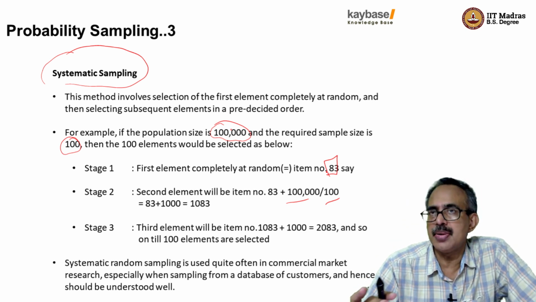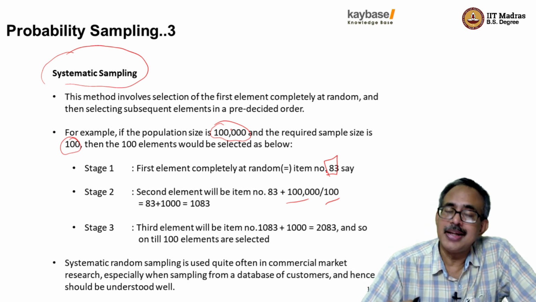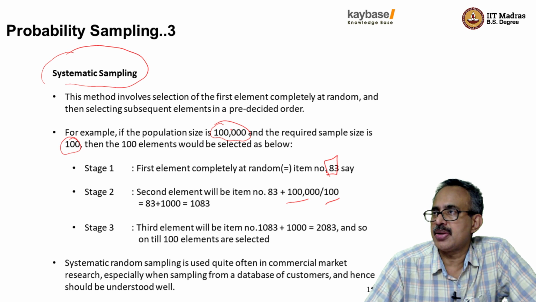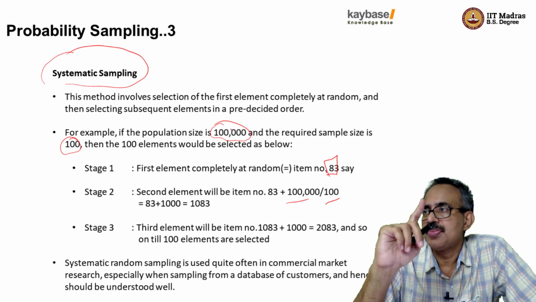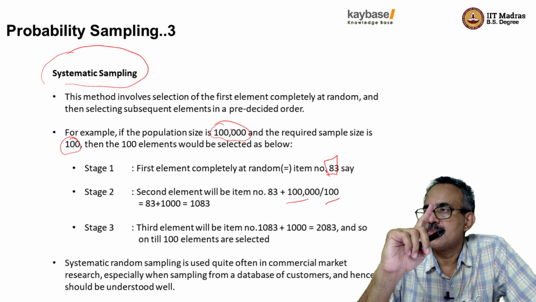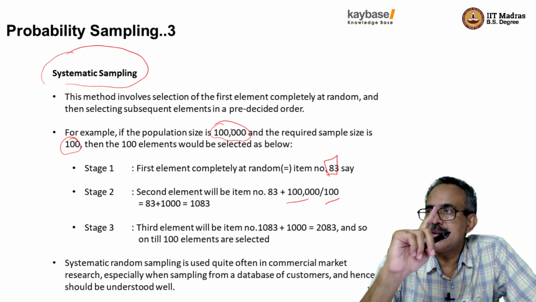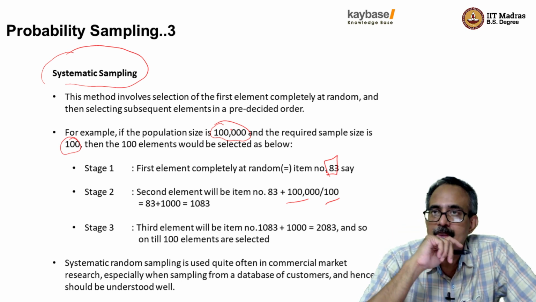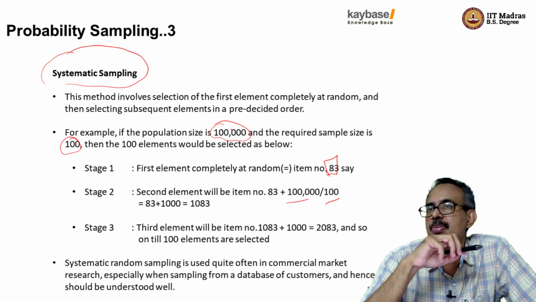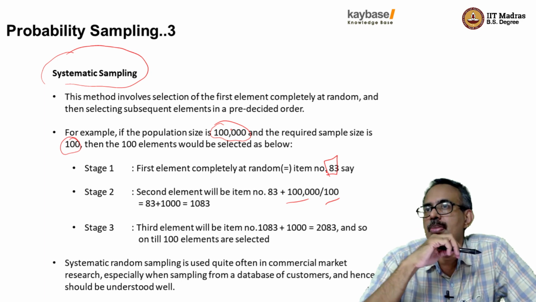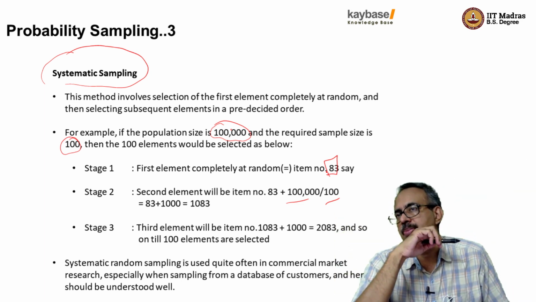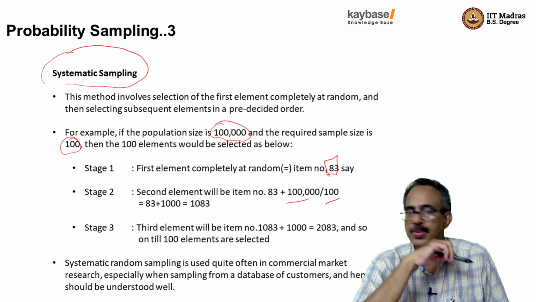So it is a pre-decided order. Now, here also, every person has an equal chance of being selected because the first person is selected at random. But every combination doesn't have an equal chance of being selected because 1 and 2 can never come, because it can only be 1 and 1001, and so on and so forth.